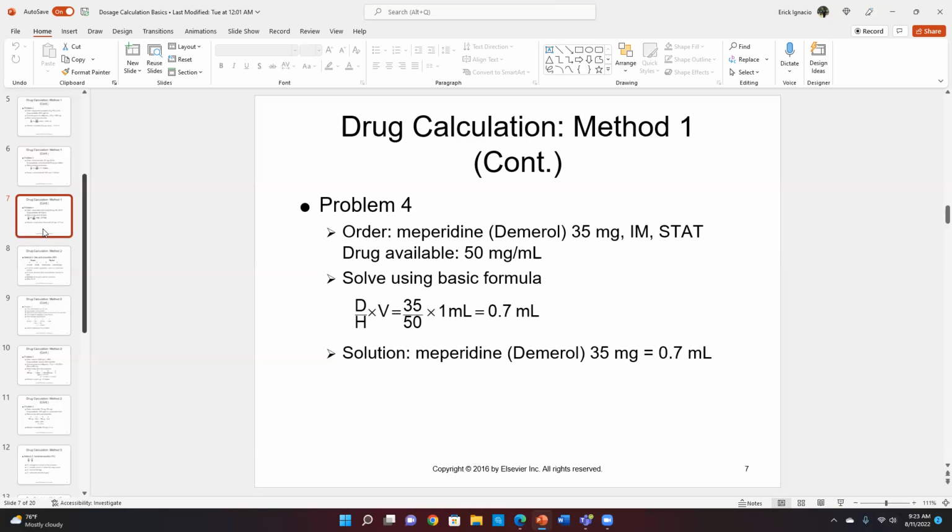Okay, one thing to keep in mind, I know we're not getting to that yet, but if you have a drop factor question, you have to round to the nearest whole number because you cannot have a fraction or a decimal of a drop. Okay, that's going to be one thing that you have to keep in mind when we get to those drop factor questions.